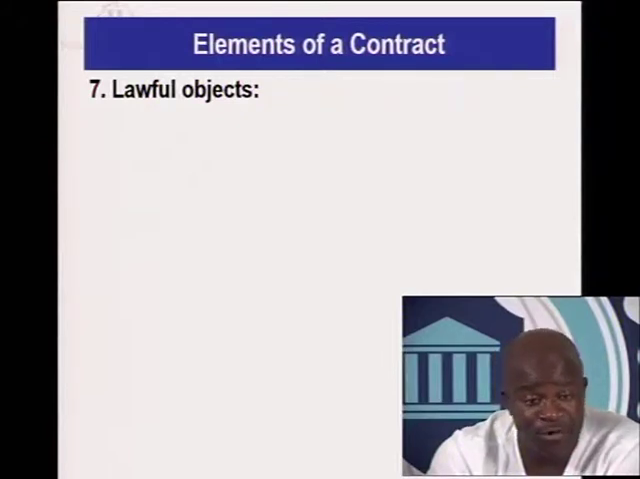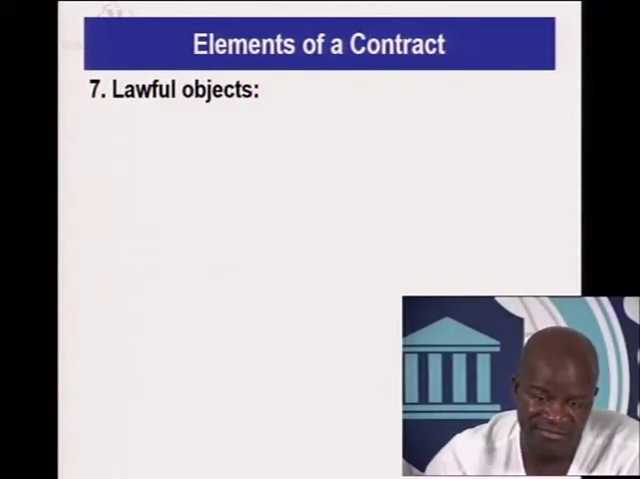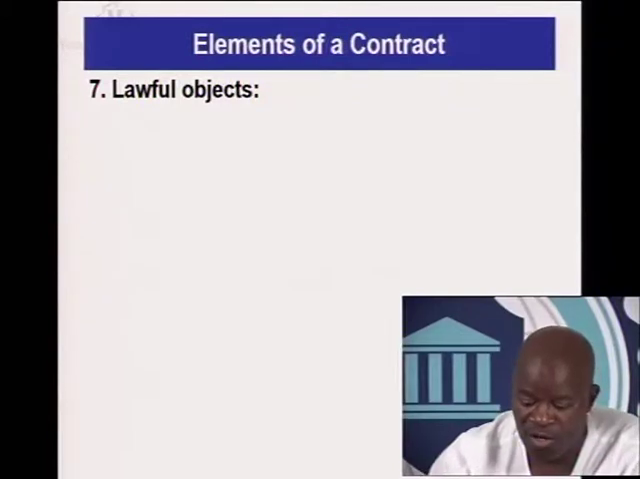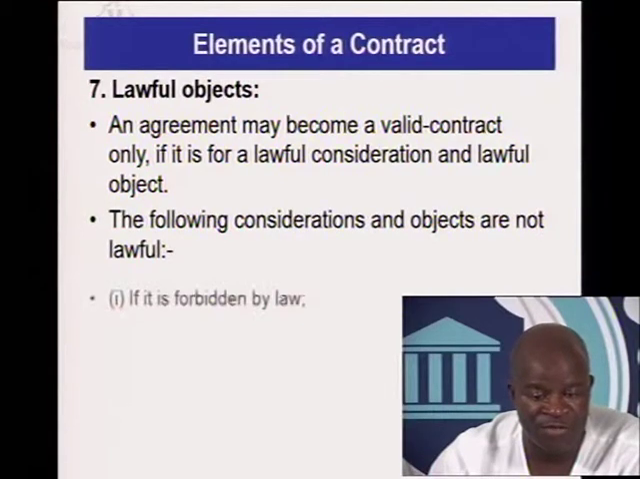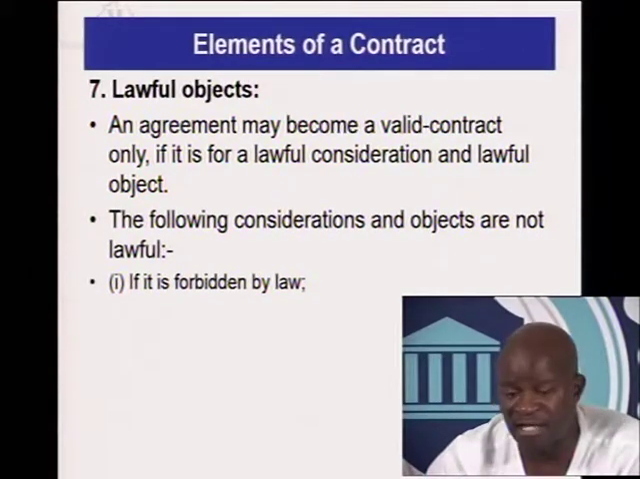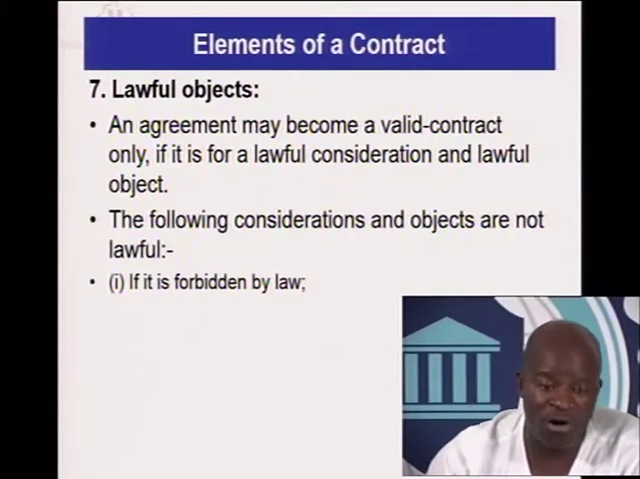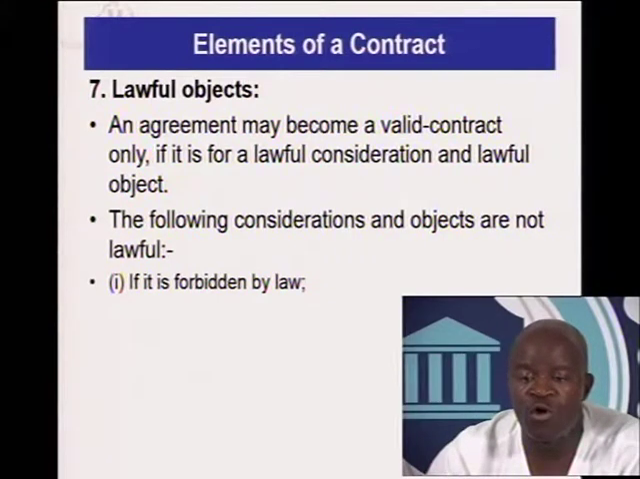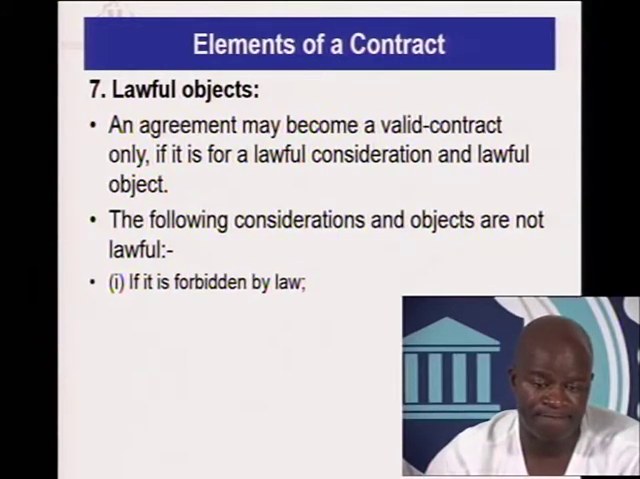You cannot even approach the courts, because the courts do not entertain those people who approach the courts with dirty hands or soiled hands. So, if the object at the center of the contract is unlawful, then you cannot what? Enter into such a contract. An agreement may become a valid contract only if it is for a lawful consideration and lawful object. The consideration should be lawful and the object should be lawful as well.